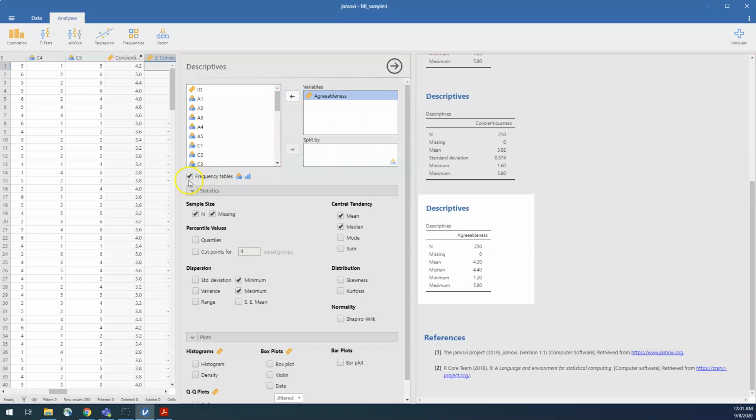Even though I've technically asked for it, it's saying I can't give you a frequency table for a continuous variable like this that's represented by a ruler. That icon doesn't appear in this list.